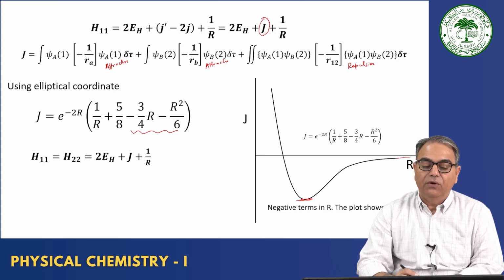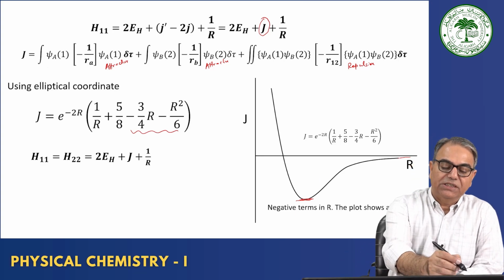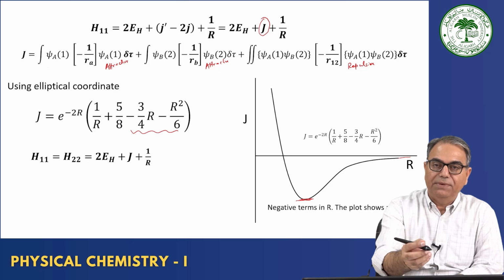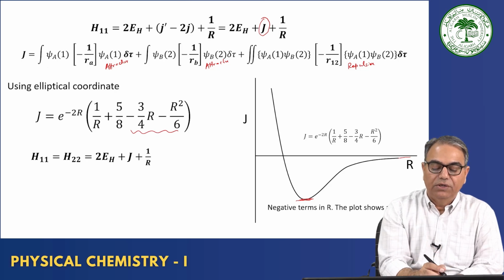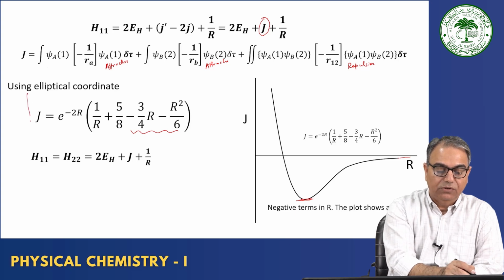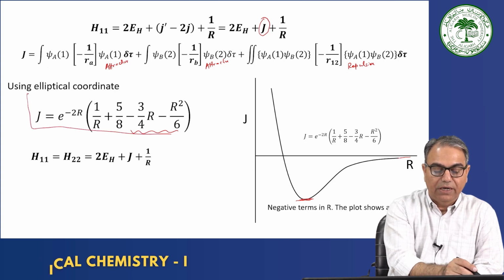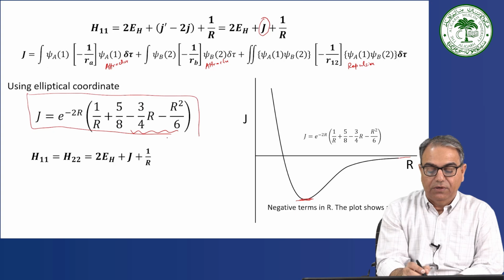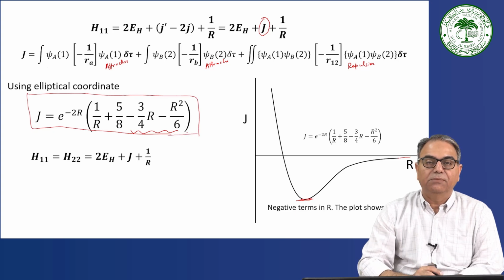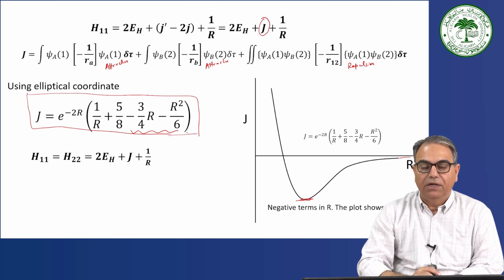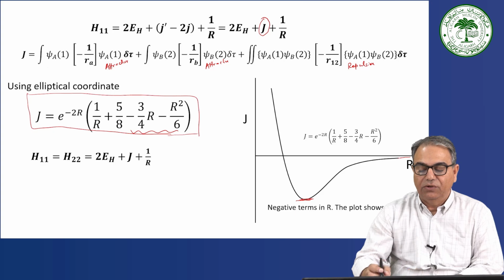Now, the S integral we solved. The overlap integral, in the previous class I gave you the value. Now the H11 value is actually this one in terms of R, the internuclear separation. So there is nothing you don't know, and you can have a plot of the J value with respect to R, and you get a plot like a similar potential energy curve which you have come across earlier also.